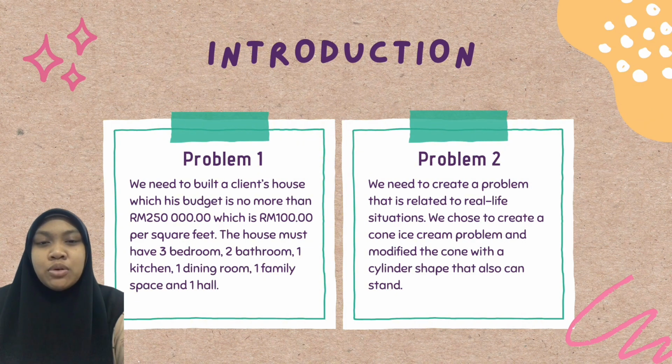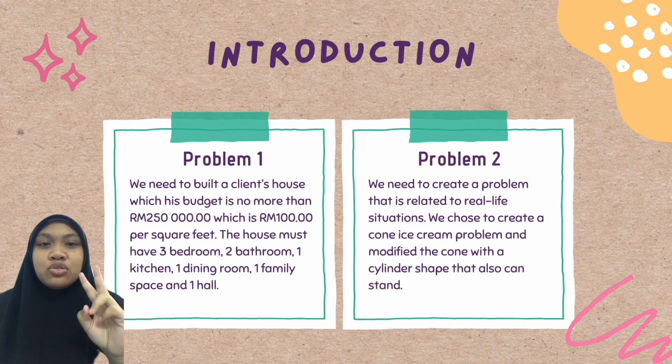For problem 1, we need to find a solution to build a floor plan for our client's house. The budget does not exceed 215,000 ringgit, which is 100 ringgit per square feet. The house must have 3 bedrooms, 2 bathrooms, 1 kitchen, 1 dining room, 1 family room and 1 hall. We also have to calculate the overall surface area and the total bidding cost.